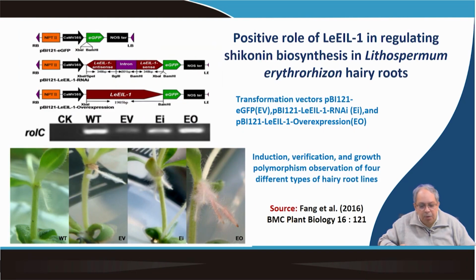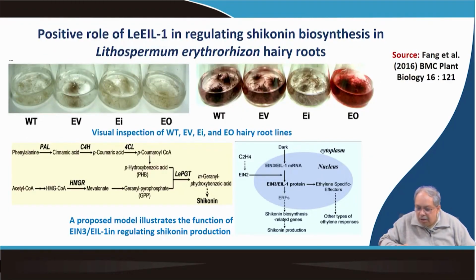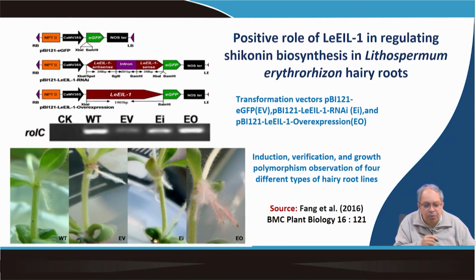Now, in addition to this, scientists are also attempting to see if any transcription factors like EIL1 play a role. So, EIL1 is a transcription factor that perhaps plays an important role in the regulation of the pathway. So, they made an attempt to express EIL1 in different ways. CK is the control, the wild type, and EV is basically the expression vector, that is only the expression vector to check whether it worked or not.